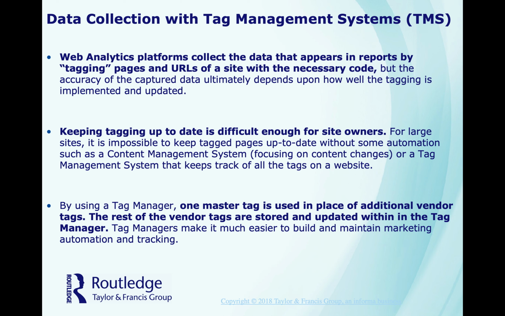Keeping tagging up to date is difficult, even for a site owner. So for large sites, it's impossible to keep your tags up to date without some automation systems, such as content management systems that focus on content changes, or a tag management system, which keeps track of all the tags on a website. By using a tag manager, which Google has, one master tag is used in place of additional vendor tags. The rest of the vendor tags are stored and updated within a tag manager. Tag managers make it much easier to build and maintain marketing automation and tracking.